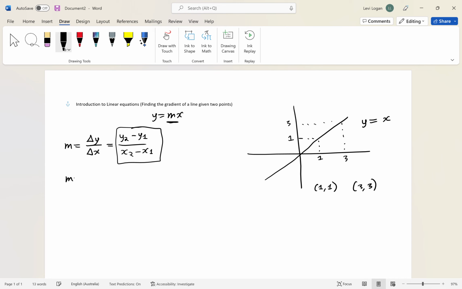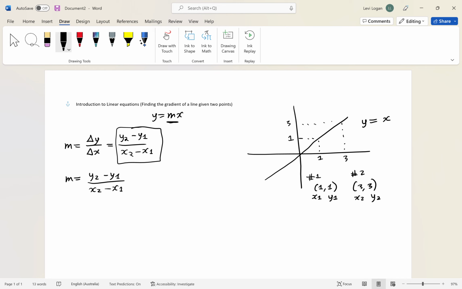So our formula for our gradient is y2 minus y1 over x2 minus x1. The way you calculate this is I usually name our points. So I'm going to name this point 1 and point 2. So this is going to be x of 1 here and y of 1 here. And this is going to be x of 2 here and y of 2 here.